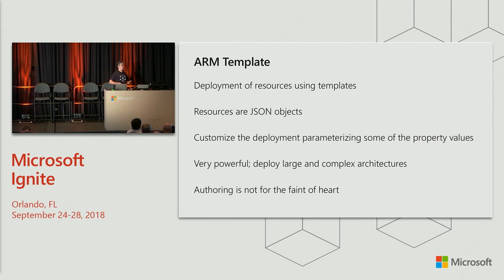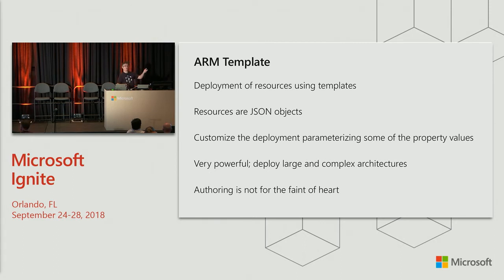So, to get back to slides, let's talk about ARM templates. ARM templates are a declarative way to provision Azure resources. Resources are JSON objects here. You can customize those templates using parameters. And it's very powerful. You can create really, really complex environments using it. But the authoring part is also a little bit harder than I would like to have.